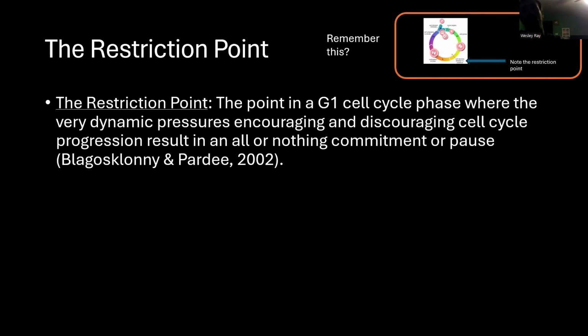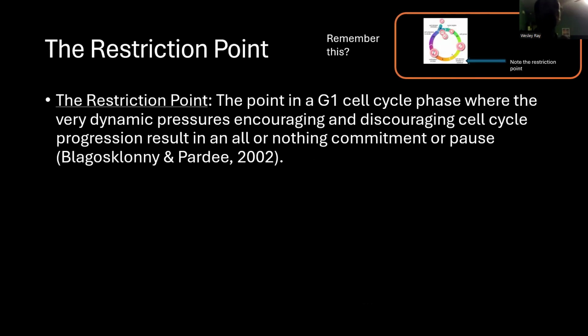The restriction point. Told you we'd come back to it. This is a point in the G1 cell cycle phase where the very dynamic pressures encouraging and discouraging cell cycle progression result in an all or nothing commitment or pause. So you've got a lot of different pressures from growth factors that are encouraging cell growth and development. You may have some death factors. You may have some factors that are there trying to stall growth and development. And essentially, it's a tug of war to see which one wins.